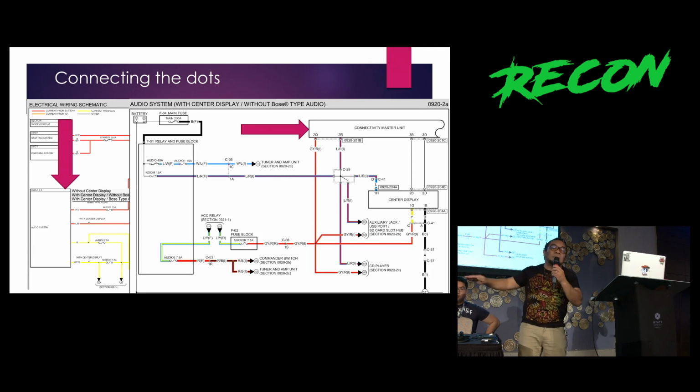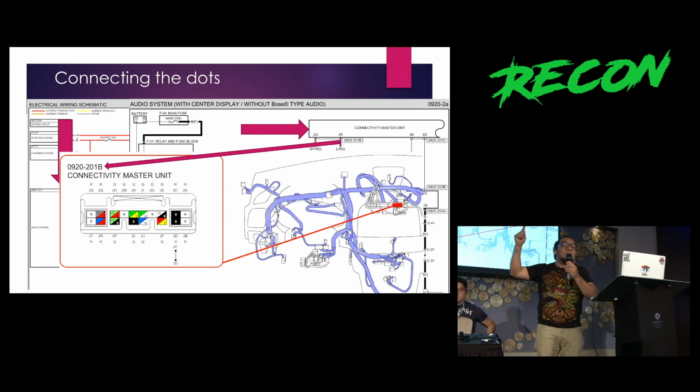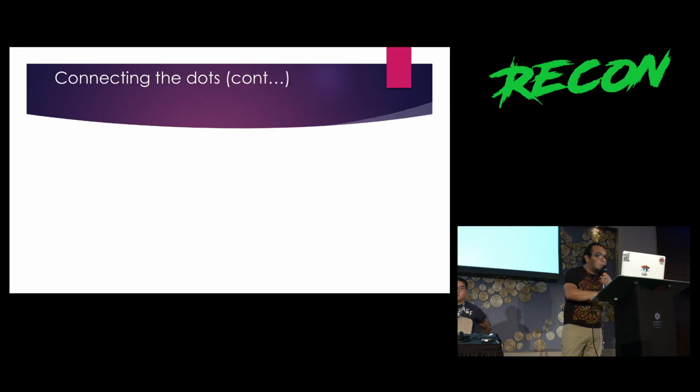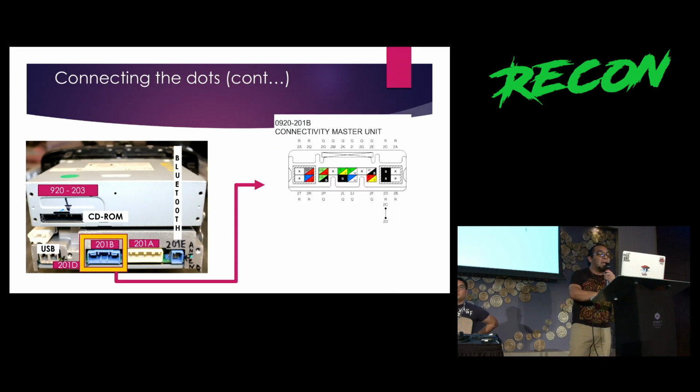That connects to the CD-ROM, which is at the top, and it connects with other components. This specific connector, 920, is the one that we need in order to bring this unit up, nothing else. Okay, so this is the back of the infotainment. Here is the connector that I told you about, 201. That's the one that we are seeing on the screen.